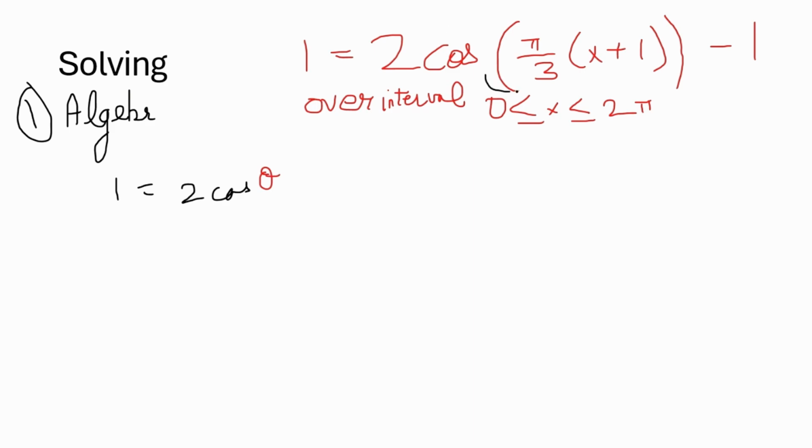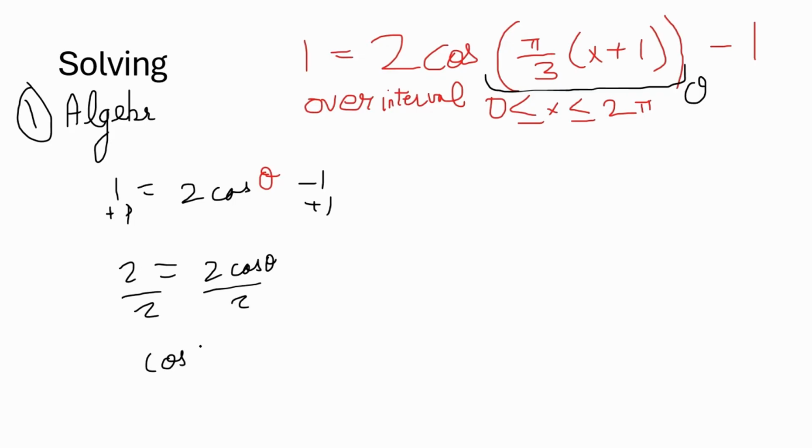Okay, this whole thing is theta minus 1. So what do you do to isolate it? You get 2 equals 2 cos theta, divide by 2, divide by 2. Cos theta equals 1.